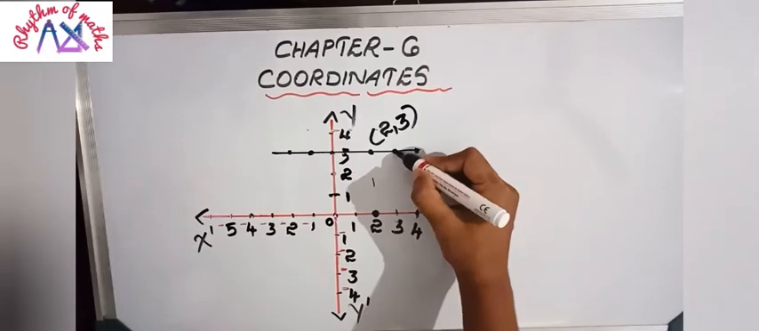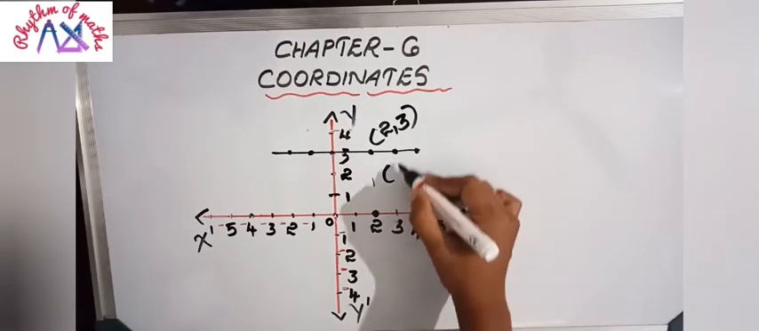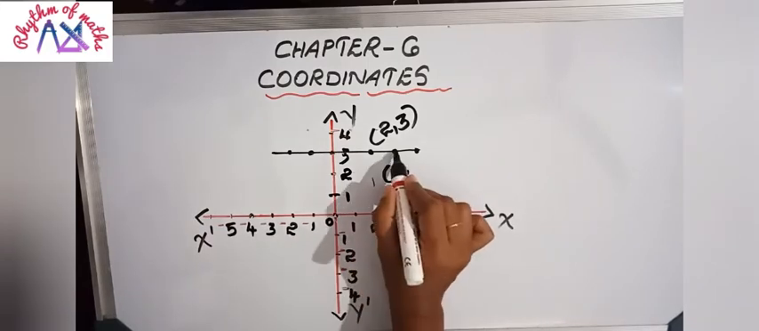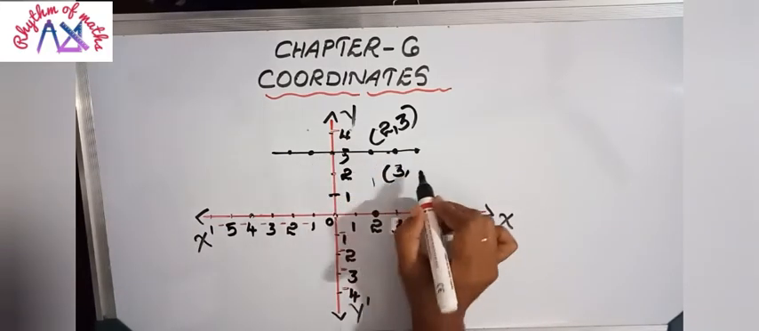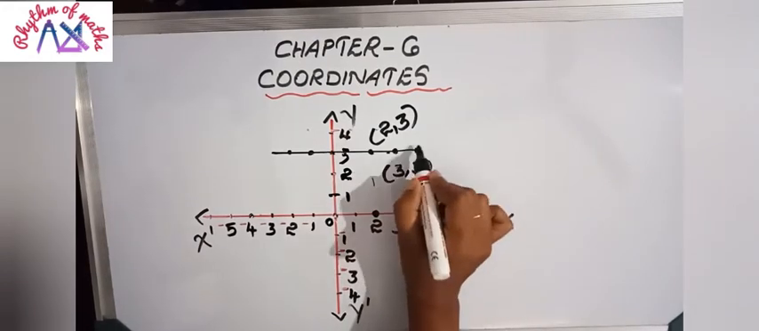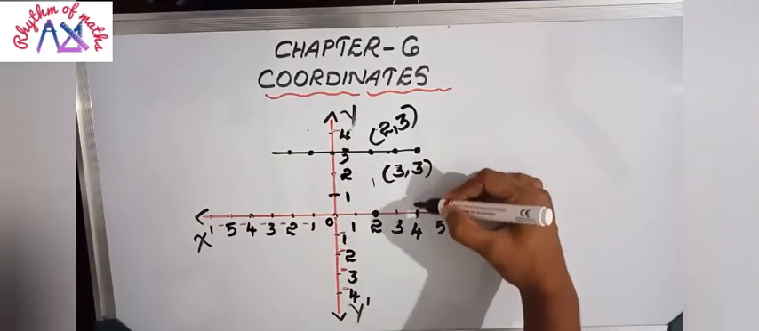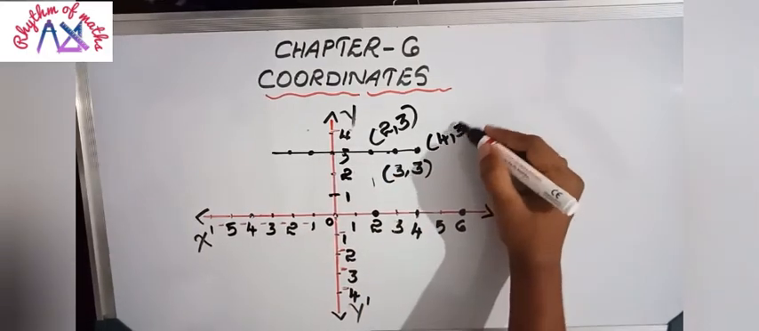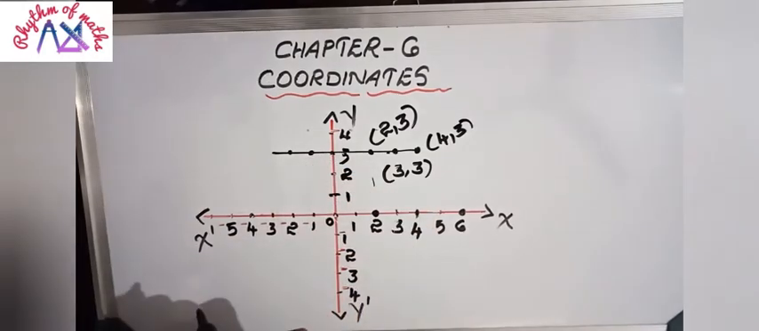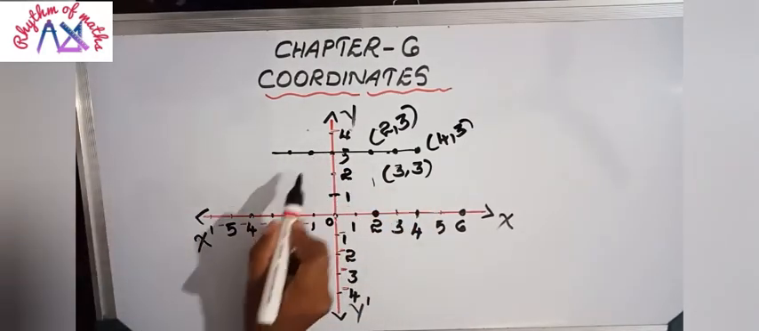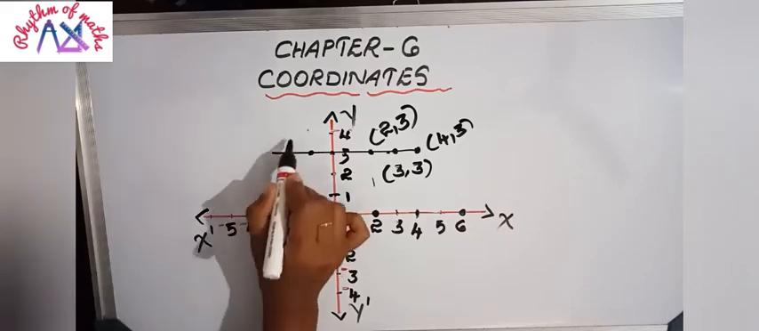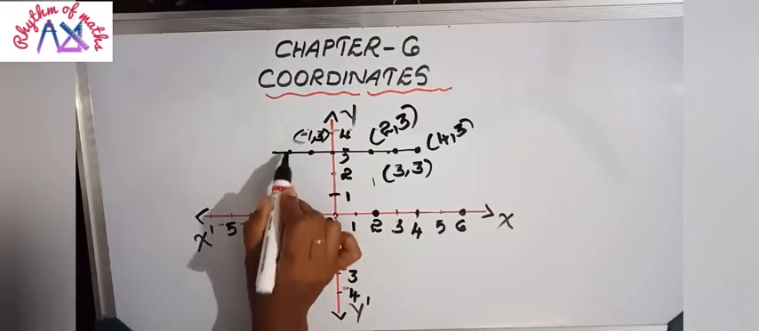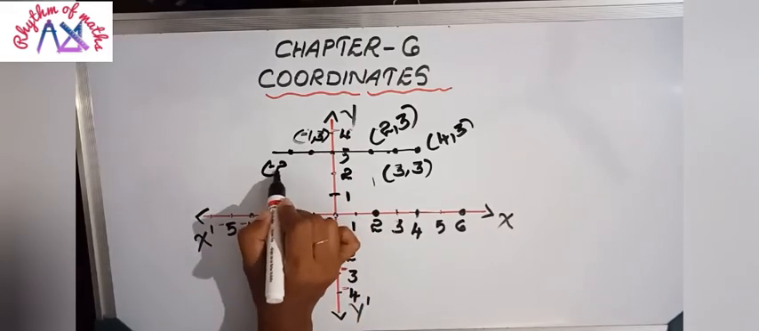Now the second point, its x coordinate is 3 on the x line. The y coordinate of this point is the same, 3. So (3, 3). Then the next point, its x coordinate is 4. The y coordinate is the same, 3, because y stays at the point 3. Now towards the left side, the x coordinate is -1. So the point is (-1, 3). The y coordinate is 3. Next is (-2, 3).